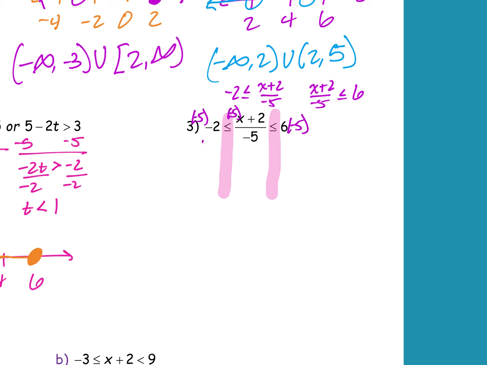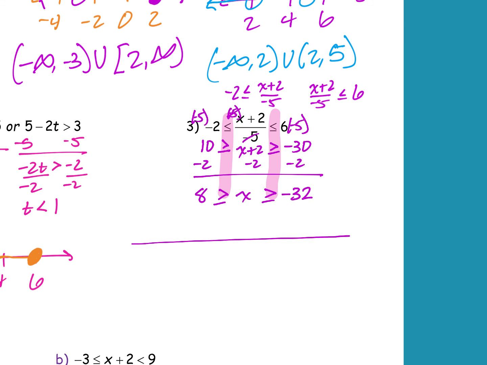So that means I'm going to get 10 is greater than or equal to, because I multiplied by a negative number, so my sign switches, x plus 2, sign switches, greater than or equal to negative 30. Then I'm going to subtract 2. You guys know how to do this. 8 is greater than or equal to x, which is greater than or equal to negative 32. Okay, negative 32, negative 24, negative 16, negative 8, 0, 8. I guess I didn't have to quite draw it that long.